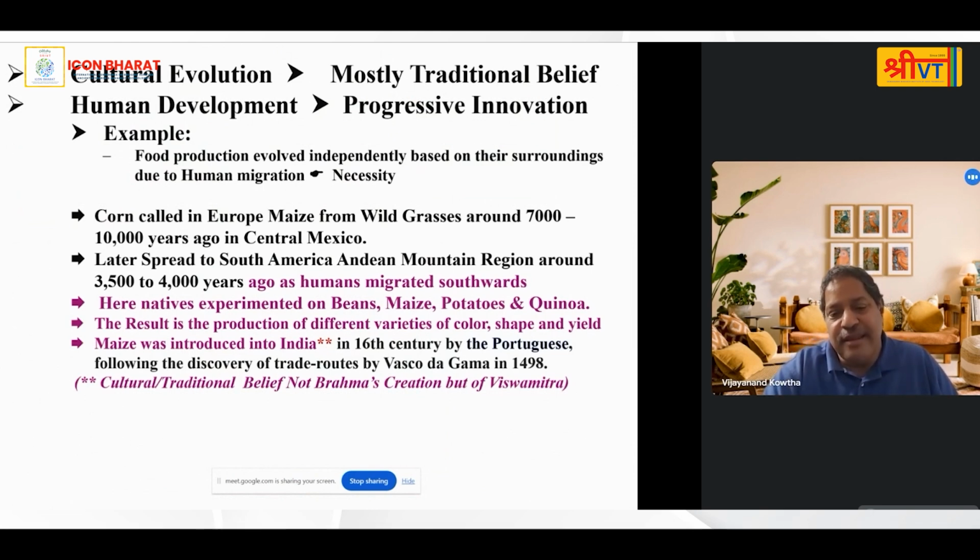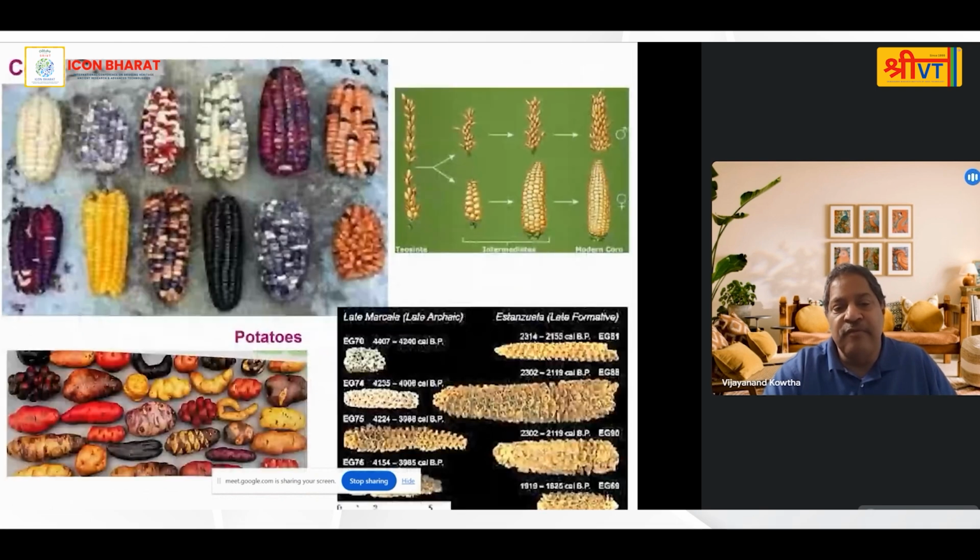So again, is it about Brahma? Is it about Vishwamitra? We can have discussions on it. But again, the aim is that over time, necessity forced evolution and creativity. And again, the maize production, the corn, the agroforestry that you see in the Mayans, is unbelievable, that we can learn from. And over time, you can take the two examples of the corn and the potatoes.